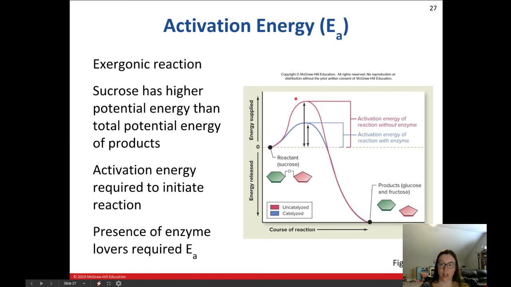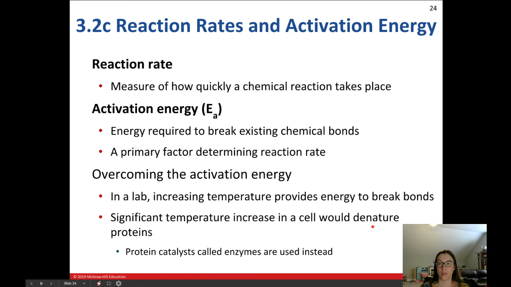It's going to take a little bit of time before we can get enough energy in order to let this reaction proceed. So in order to overcome the activation energy, we need to provide enough energy for this to happen. And the faster we can provide the energy, the faster the reaction will happen. In a lab, what we can do is increase the temperature, and by doing that, that provides energy to break the bonds.